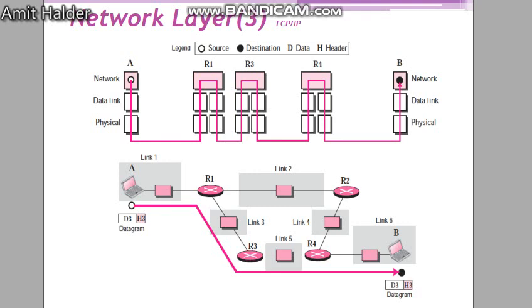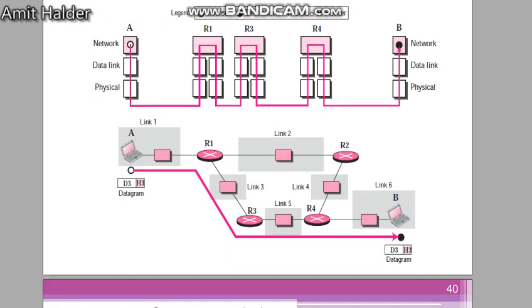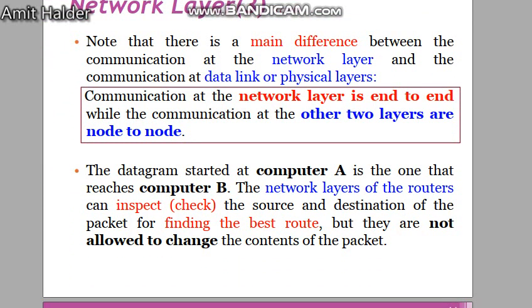Now, in the network layer, just going through to another part: what is the main difference between the communication at the network layer and the communication at the data link or physical layers? The communication at the network layer is an end-to-end communication, that means it establishes the network between the destination computer and the source computer, while the communication at the two other layers is node to node.